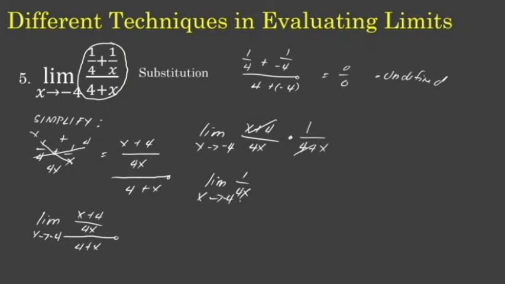And then afterwards, simplify, i-substitute na natin. So we have 1 over 4. Ang value ng x natin ay -4. So we have 1 over 4 times -4 is -16, or -1 over 16. Di naman siya 0 as denominator. That means, therefore, our limit exists.